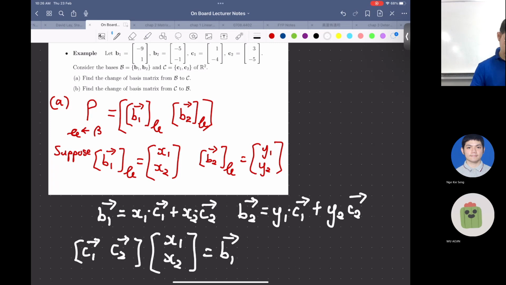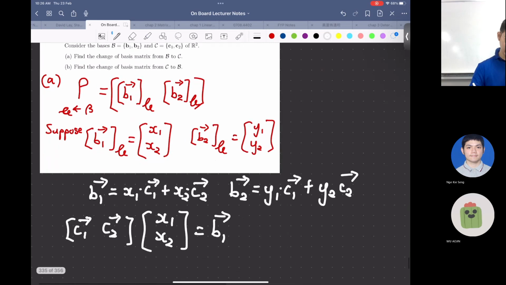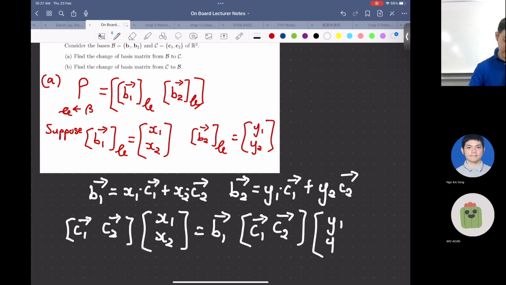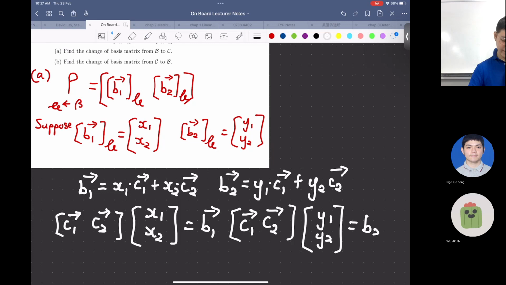B1, and then matrix multiplication, matrix equation. Okay, this is just first week content, right? You multiply a matrix with a vector. It's just using the column vector multiplication. So you need to solve these two. Actually, there's a very convenient way to do it.